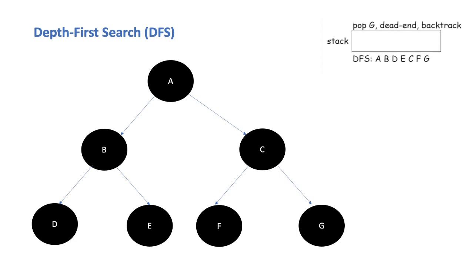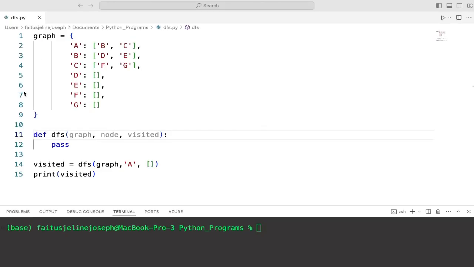Let's implement this using Python. Here is my graph, which is of type dictionary, and I have nodes from A to G. Node A has children B and C. Node B has children D and E, and node C has children F and G. Nodes D, E, F and G are dead ends, so these nodes don't have any children. So we have an empty list for these nodes.